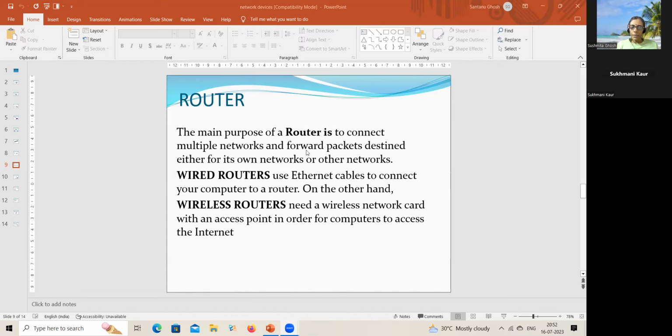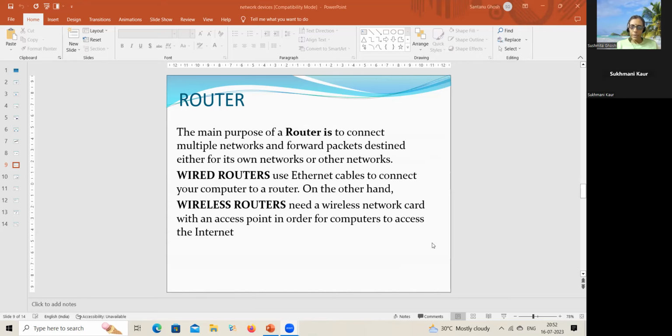Okay. There are wired routers, there are wireless routers. Wired routers, Ethernet cables. Ethernet, whenever you talk about, I'm talking about a LAN. Ethernet cable is that using of that Ethernet card, NIC use करके तो network LAN की बात हो रही है यहाँ पे, to connect your computers to the router. On the other hand, in the case of wireless router, it needs the wireless network card with access points in order to have the access.